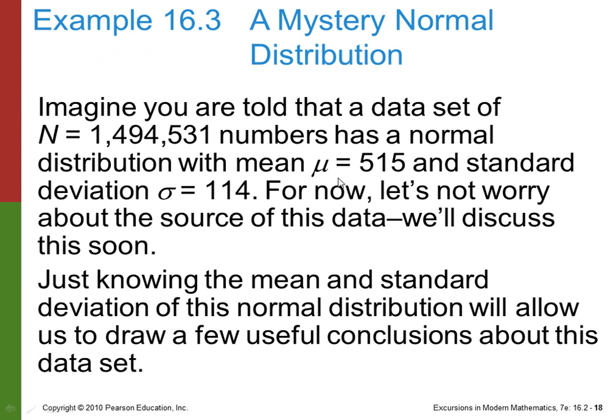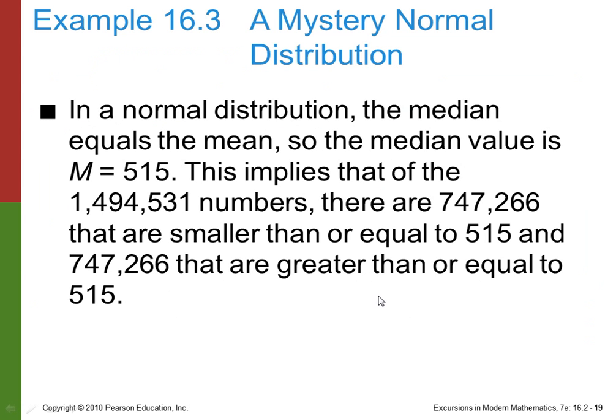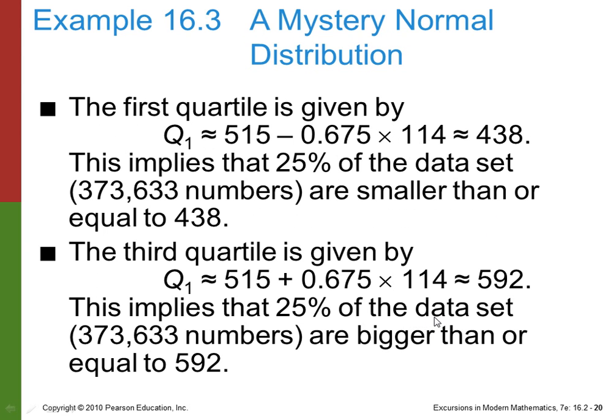So now we have a median at 515, a standard deviation of 114, and we want to know something about this set. The median and the mean are the same, 515, that applies. We have half the number going one way and half going the other way. The first quartile is 515 minus 0.675 times the standard deviation. The third quartile, the same thing.